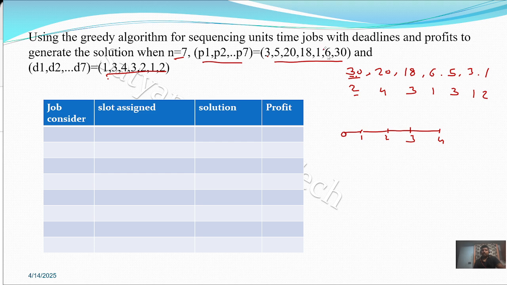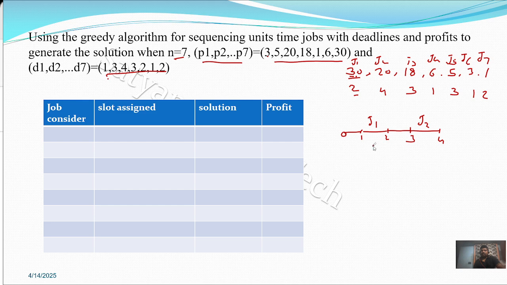For example, I assume that these are J1, J2, J3, J4 and J5, and here J6 and J7. Then J1 is completed here, and you can get the maximum profit of 30. The deadline for J2 is 4, so you can consider J2 here.